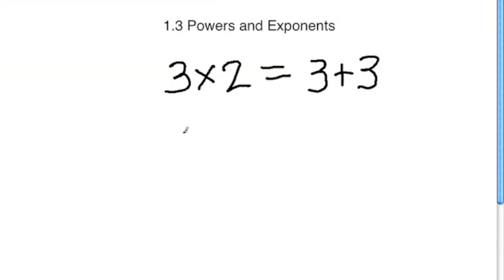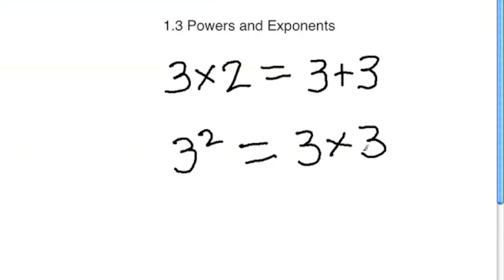An exponent works slightly differently. An exponent is kind of a similar statement but using multiplication. So if I have 3 to the second power, this is equal to 3 times 3.